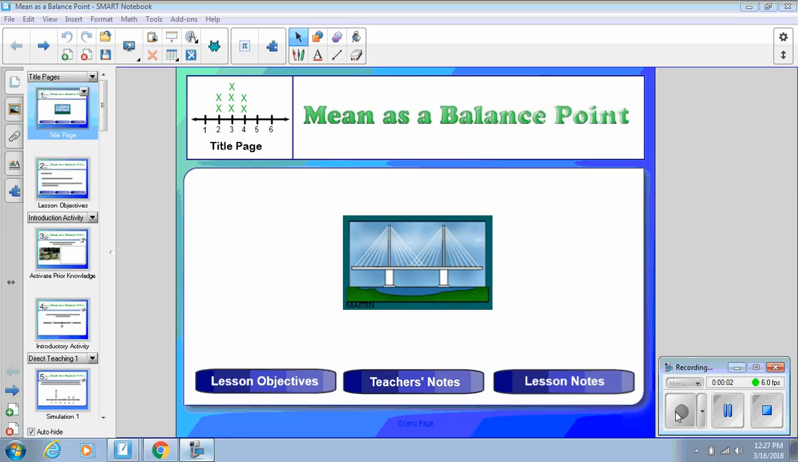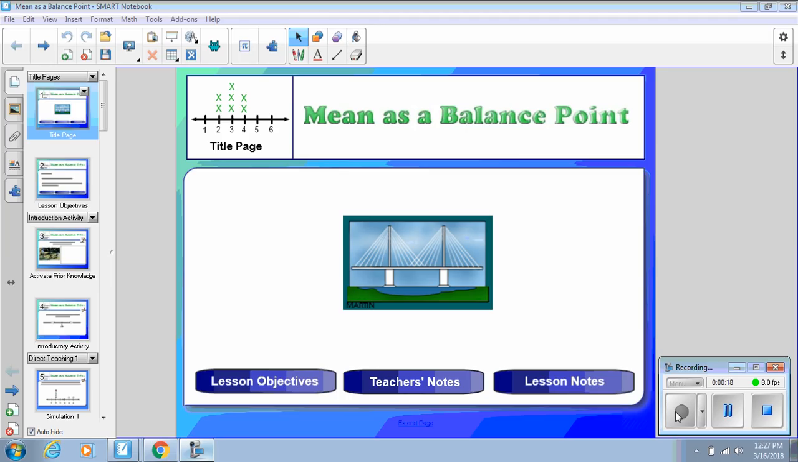Alright, today we are starting a new unit. It's SOL 6.15, and it's mean as a balance point and measures of central tendency. What we're going to start with today is mean as a balance point.